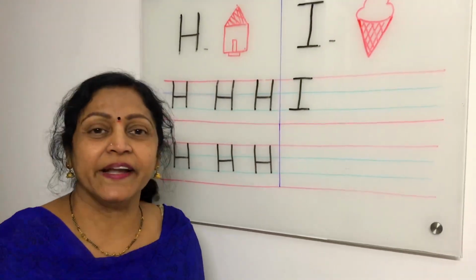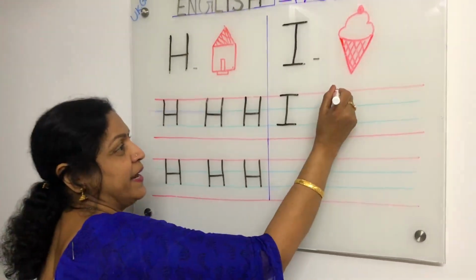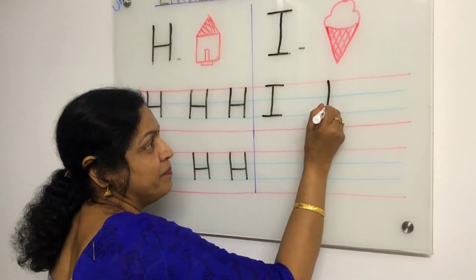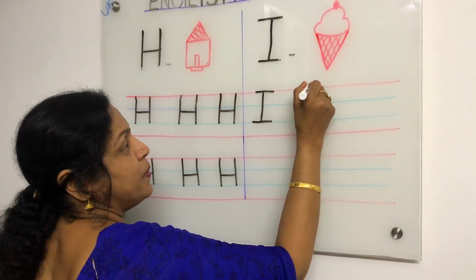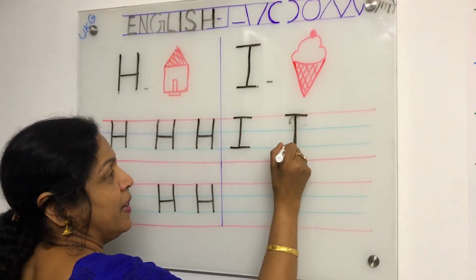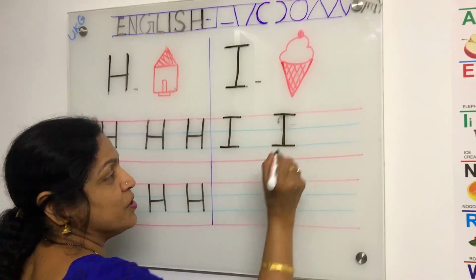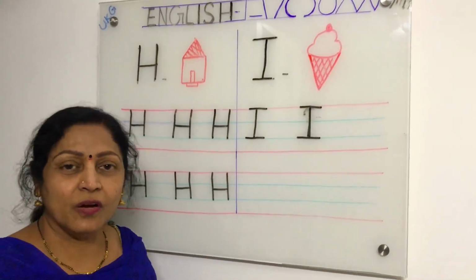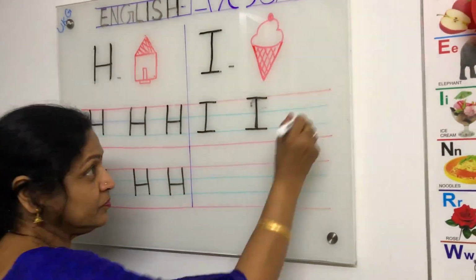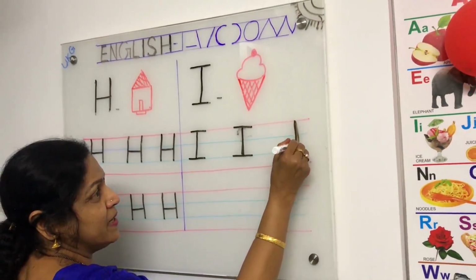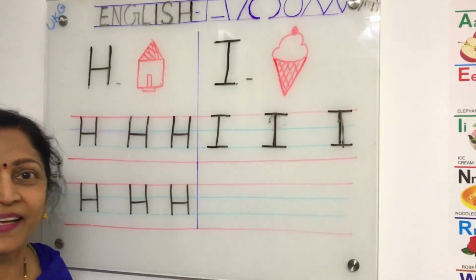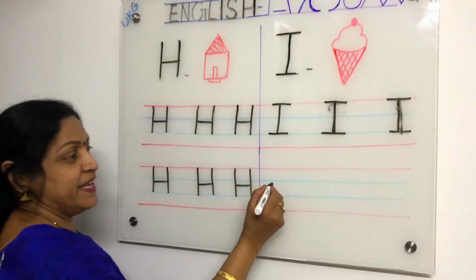This is the capital letter I. Okay, write standing line from red line to blue line. Go to top, write small sleeping line, and here write one more small sleeping line. So what is this? This is capital letter I. Okay, write standing line, sleeping line, and one more sleeping line. That's all. Shall we write here also?